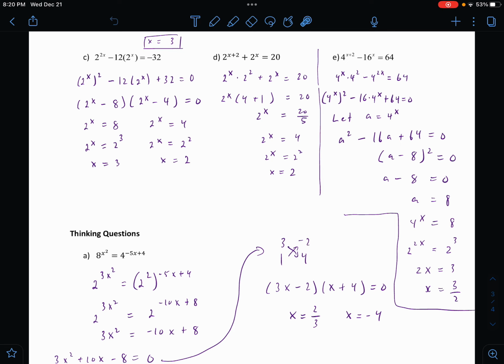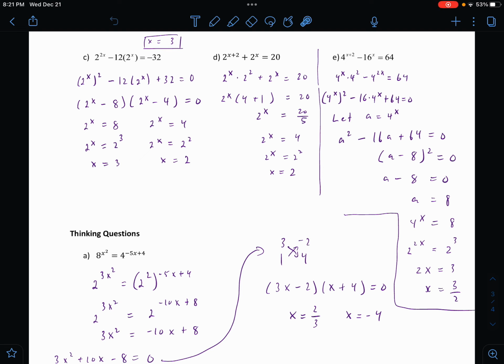After doing that, you probably will notice that we now have something that resembles a quadratic. What we want to do is move the 4 to the exponent of 2x to the right side of the equation to make it positive. We're basically moving everything to the right side. So we get positive 4 to the exponent of x squared minus, so 4 squared here becomes 16, and now it's negative because it got moved to the right side. So negative 16 times 4 to the exponent of x, and 64 stays positive because it's on the right side.